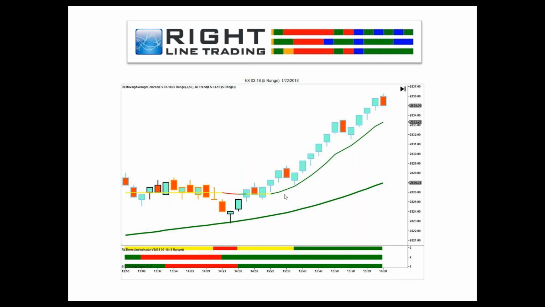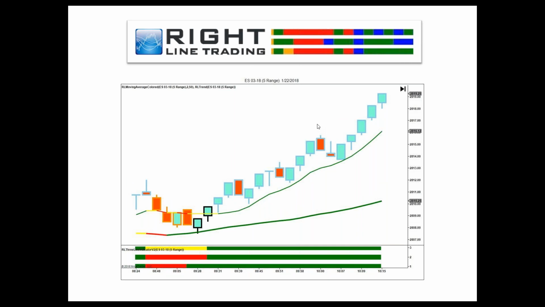Now, these are just terrific trades. Here's the move up, the pullback, the candles outlined, and this is a winner. Pullback, winner. Another one. Pull back to support, winner. Pull back to support, winner. Pull back to support, winner. This is on the E-mini.